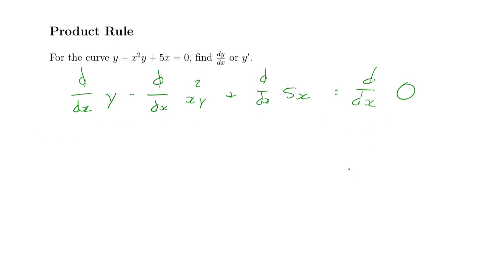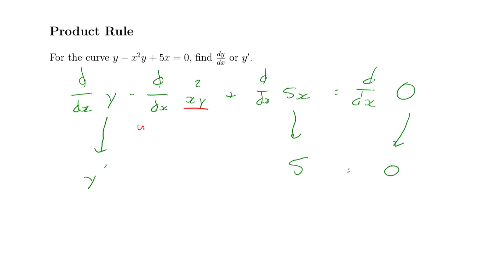The derivative of 0 is going to be 0. The derivative of 5x is 5. I'm going to skip over to this first term here. Maybe I'll draw my little arrows down. The derivative of y is not going to be 1. It's going to be y prime. And now this one, we're going to have to do a product rule on.